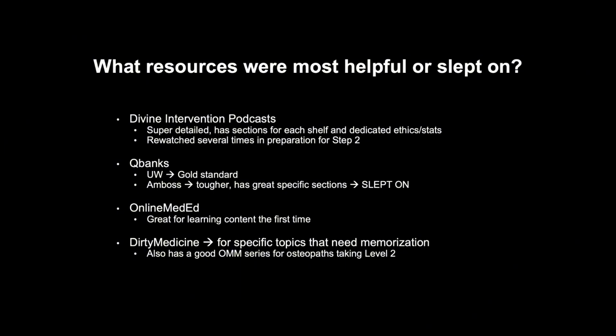Q banks. UWorld is the gold standard, and that's kind of the end of the discussion right now. In my opinion, I think Amboss has great specific sections, like the ones we talked about: ethics, biostats, etc. But I think its QBank is very much slept on. I was impressed with the quality of the questions and how well it actually applied to Step 2. It is a tougher question bank, though. In fact, no matter what the specialty, whatever shelf I was on, my scores would be 10% lower on Amboss than UWorld without fail, every single time.